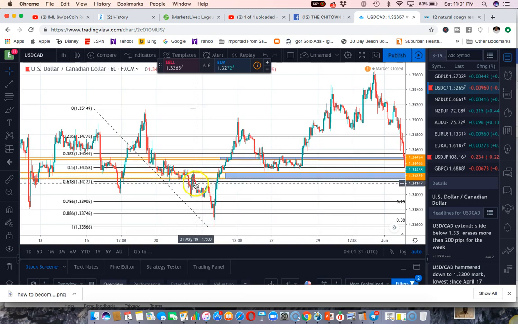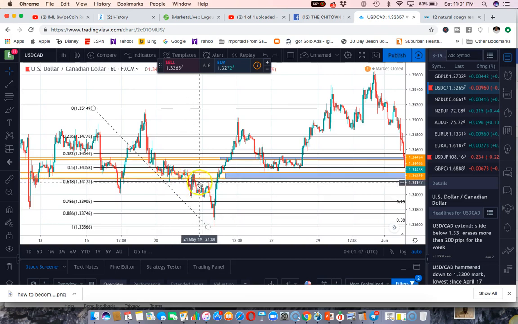So that's how I utilize Fibonacci, guys. So Fibonacci retracement. I am not a trading expert or master. I'm just sharing with you what I utilize and how it works for me and the way I utilize it.